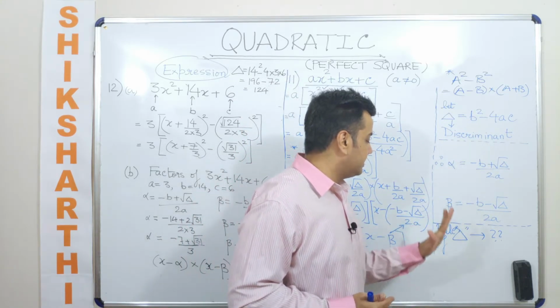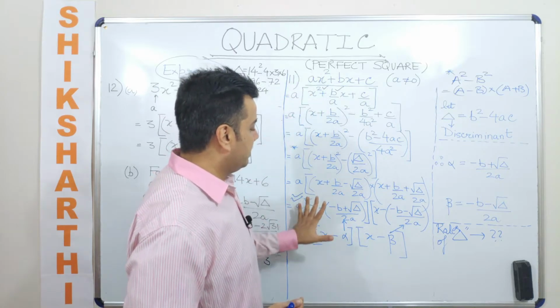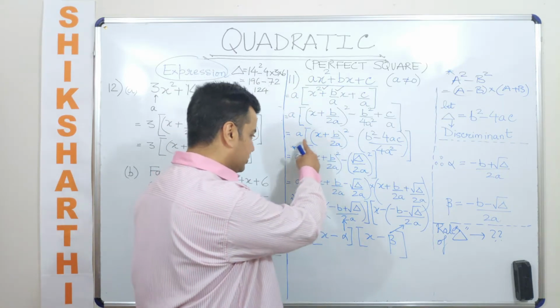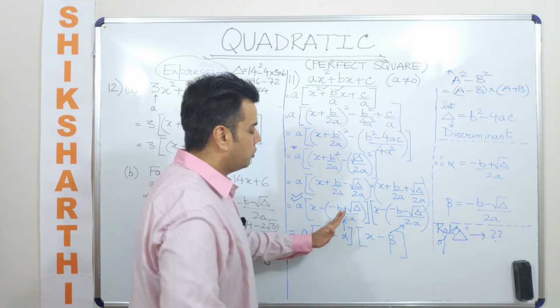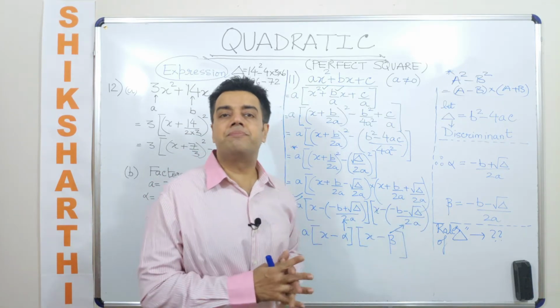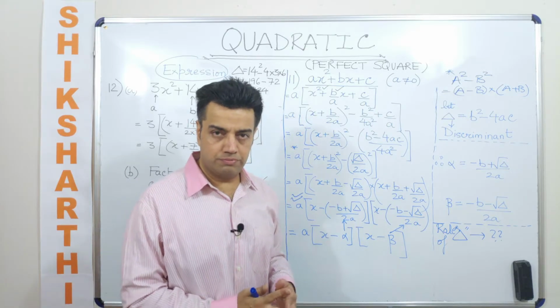So once you have done this, how have I made it a perfect square? The perfect square was already made here. This is just taking it forward and trying to find out what could be the value of alpha and beta when I am finding out the roots.